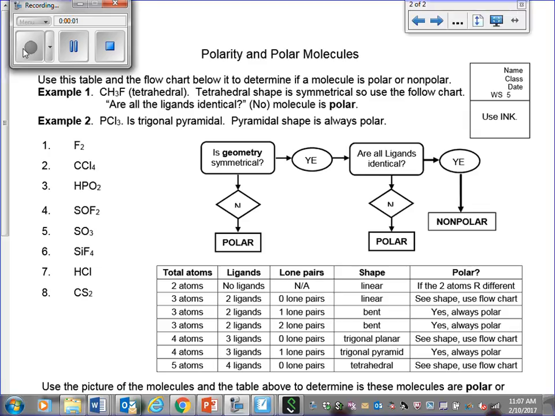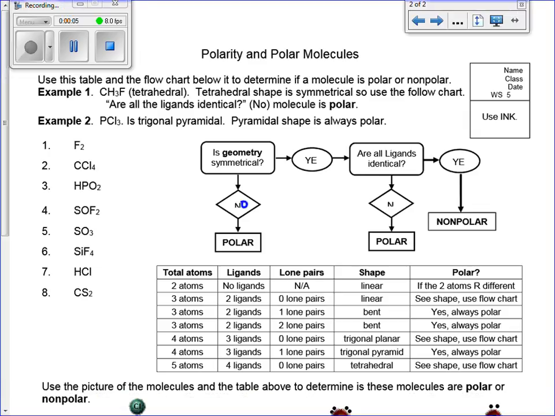So here, looking at our flow chart again, is it symmetrical? No, it's going to be polar. Automatically, if we have things that have lone pairs on the central atom, which ones are the ones that have lone pairs on the central atom? Which shapes? Which one?